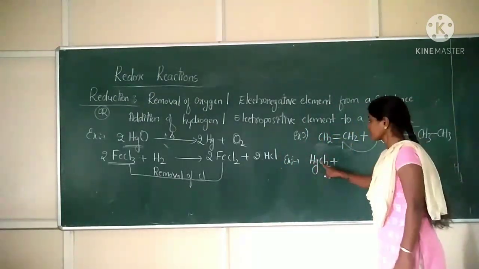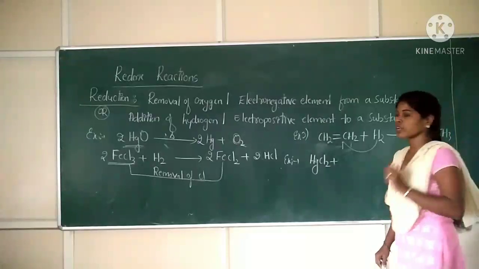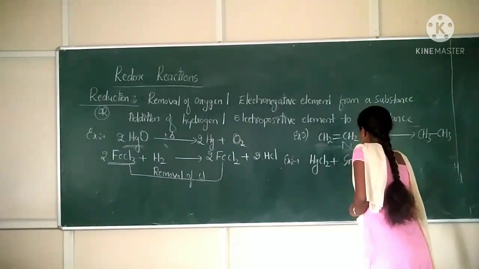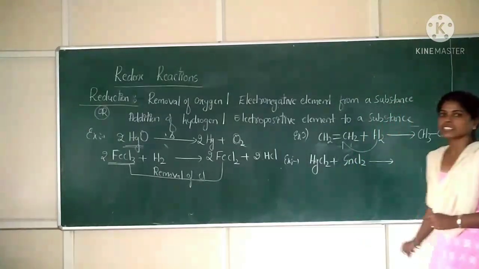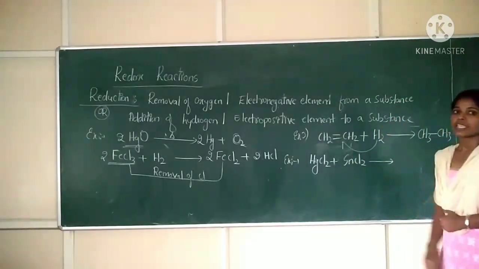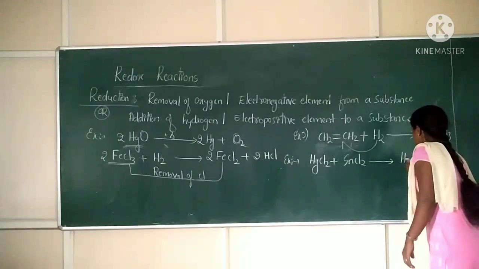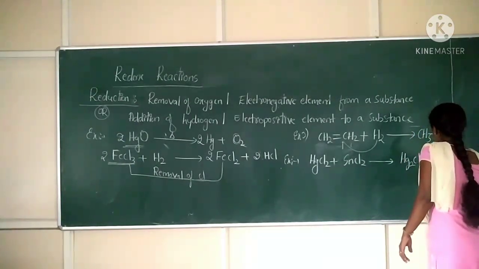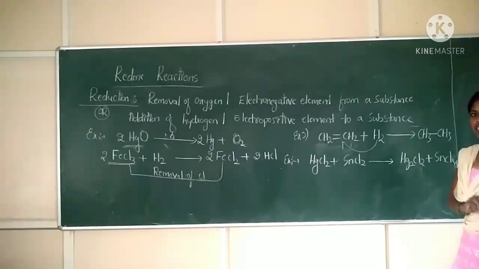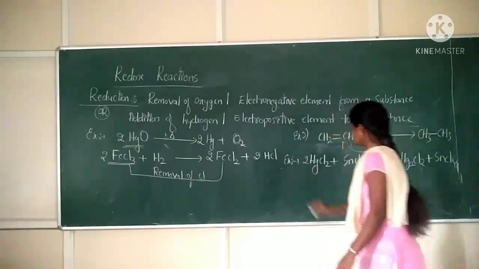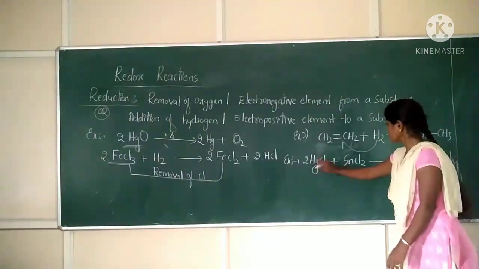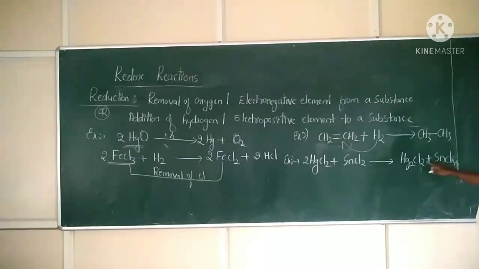Mercuric chloride, HgCl2, reacts with stannous chloride, SnCl2. It forms Hg2Cl2 plus SnCl4, stannic chloride. I will balance the reaction: 2 HgCl2, so that chlorine is 2 plus 4, which is 6, on both sides. So this is a balanced reaction.